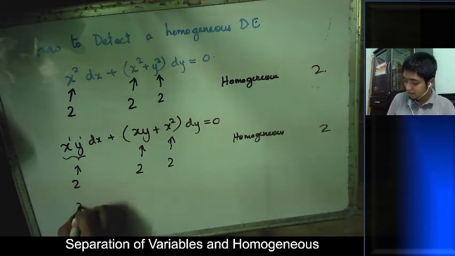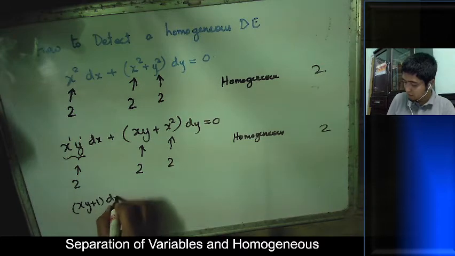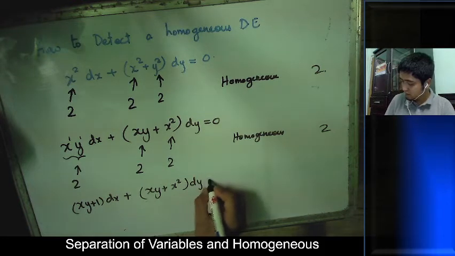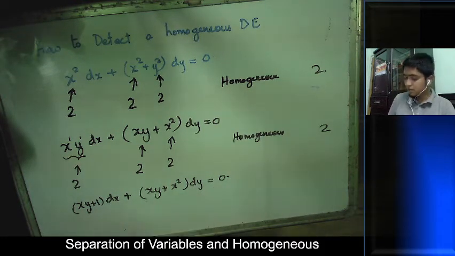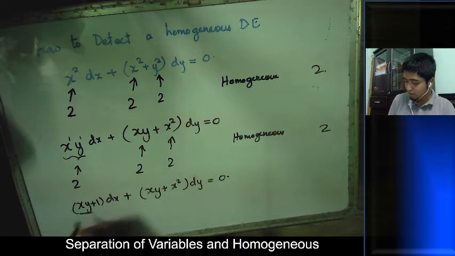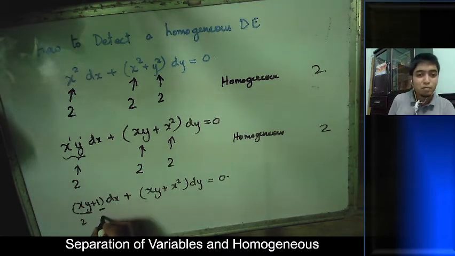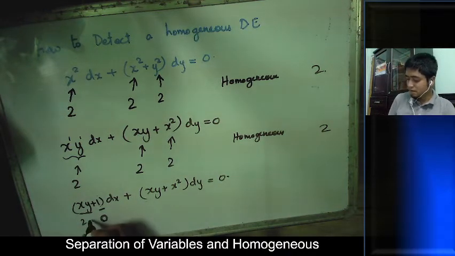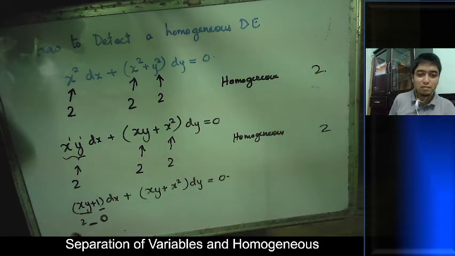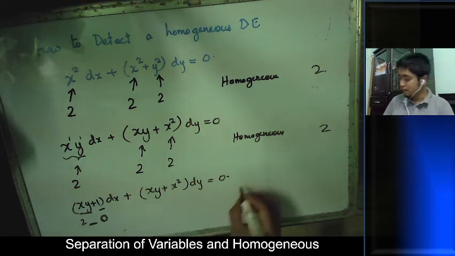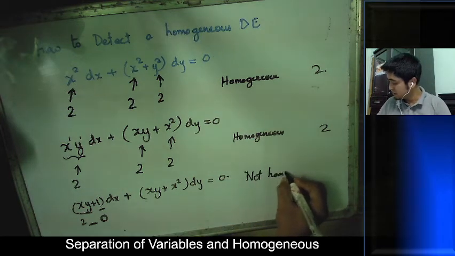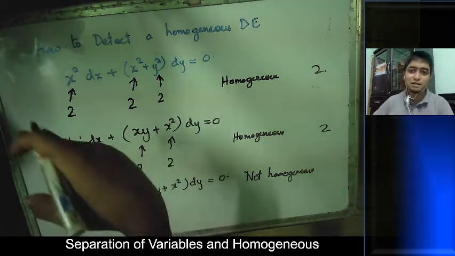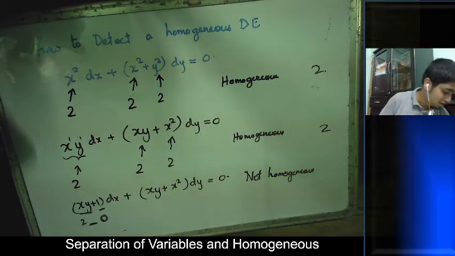Again, okay, let us see another one. (xy plus 1) dx equal to 0. Let us see whether this one is homogeneous or not. The combined power over here is 2, whereas the combined power over here is 0. X power 0, y power 0. Over here you see that the powers are no longer the same, so this one is not homogeneous. So just by checking the powers, we can easily detect whether the given equation is homogeneous or not.